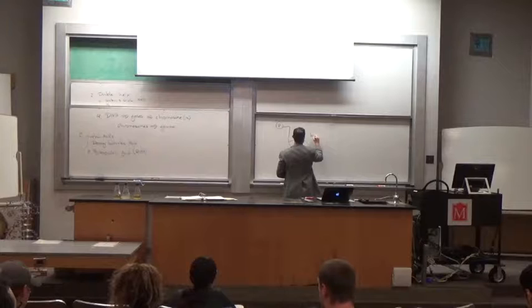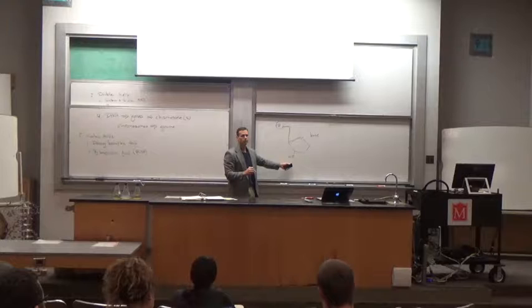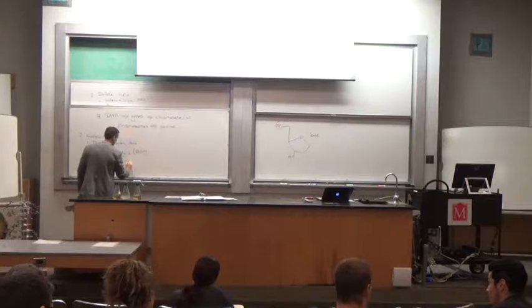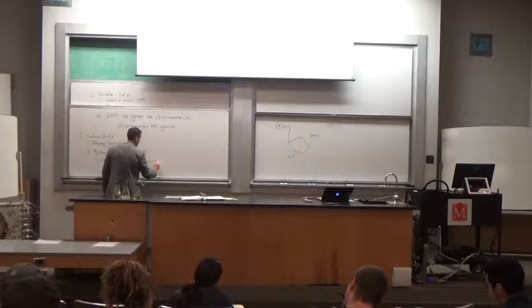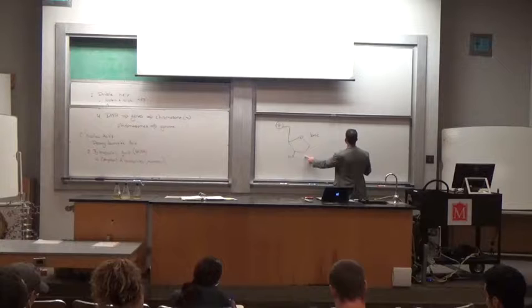Okay, if this is the base unit of a DNA, what do we call this? Nucleotide, right? RNA is also made of nucleotides. Those are the monomers, the basic unit. We know it's deoxyribose because it doesn't have an oxygen here. This is DNA.